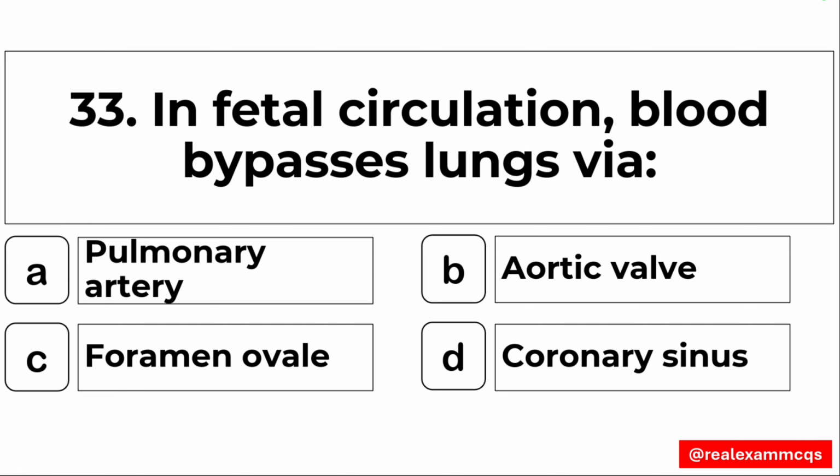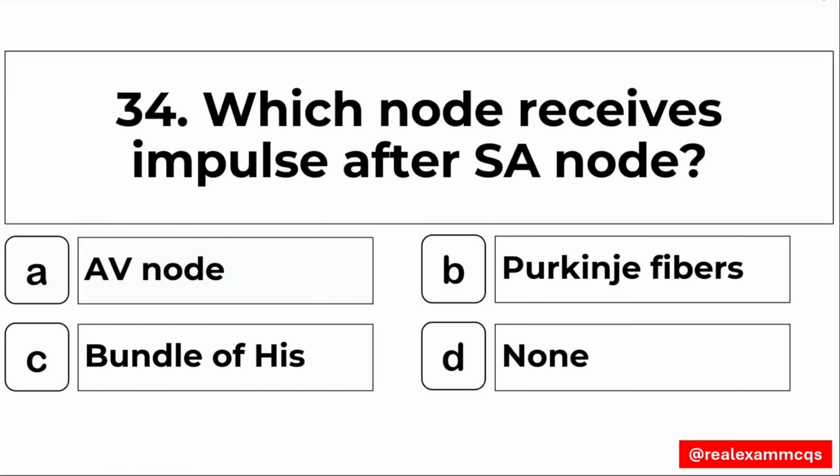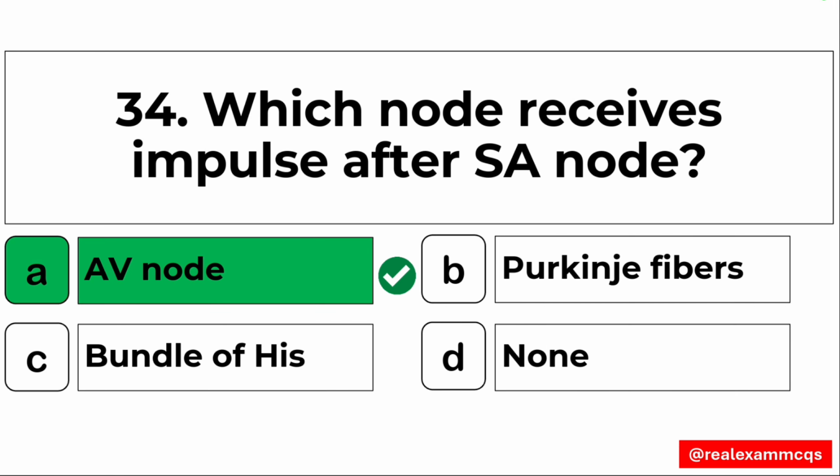33. In fetal circulation, blood bypasses lungs via. Option C, the foramen ovale. 34. Which node receives impulses after the SA node? The AV node. Option A is the right answer.